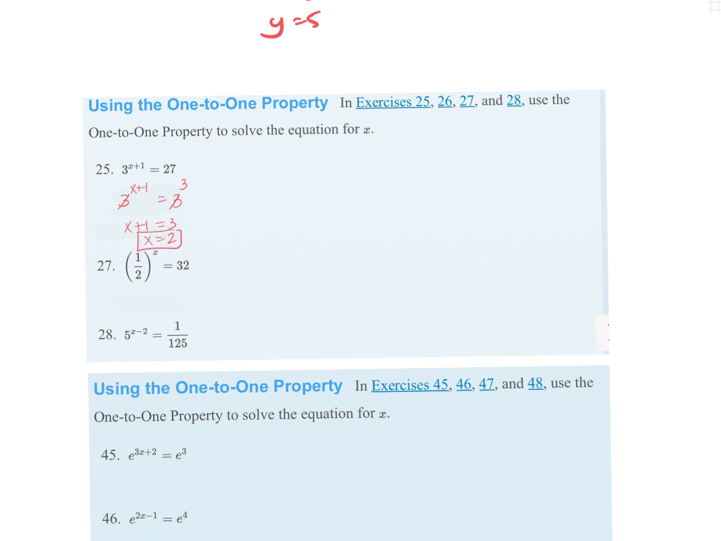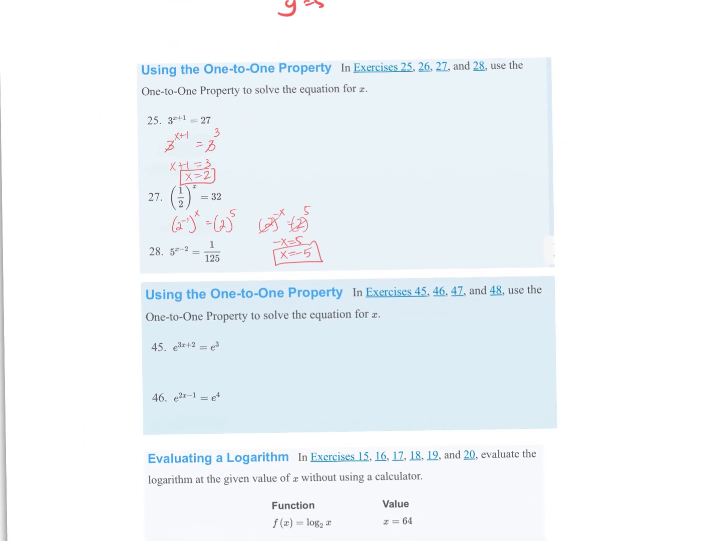When I get to one of these, like 27, I know that 1/2 is 2 to the negative 1 power raised to the x, and this is 2 to the 5th power. And then I can keep going and I can do 2 to the negative x power, right? Negative 1 times x equals 2 to the 5th. So I can cancel the 2's. Minus x equals 5, so x equals negative 5. Okay? And so on and so forth. So that's how we do those.